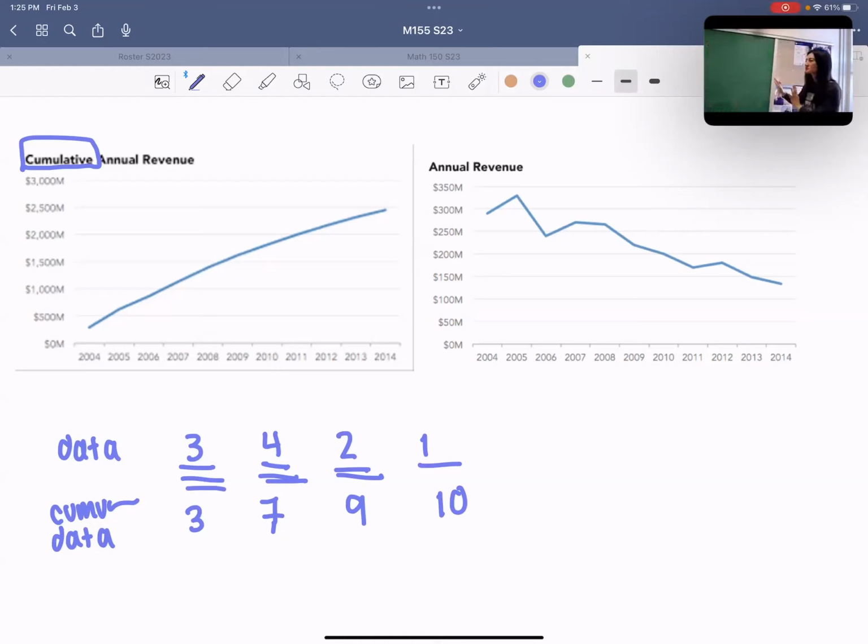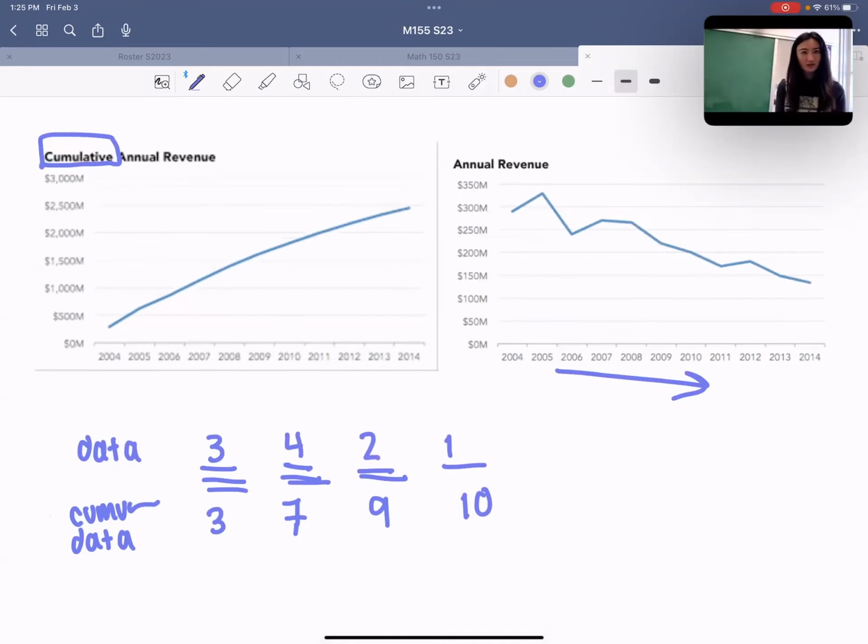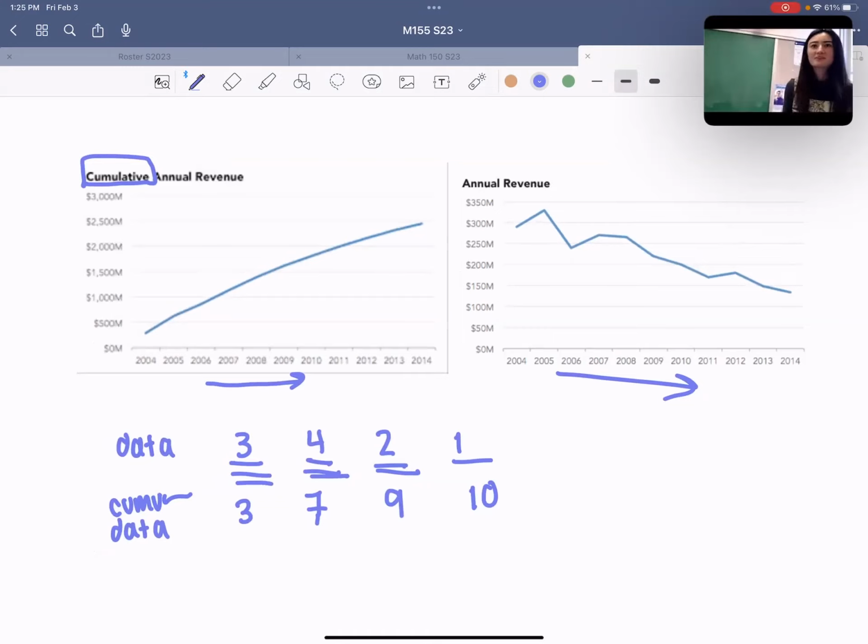So the person who made this graph probably saw that the company's annual revenue was going down, but they didn't want to show that to people. That looks really bad. So they'll just make the cumulative annual revenue and it looks really good, right? It's going up. So this is what a lot of people do to make it seem like their company's doing really well, even though their company's actually not doing very well at all. It looks good, but it's presented differently. All right. Any questions on this graph?